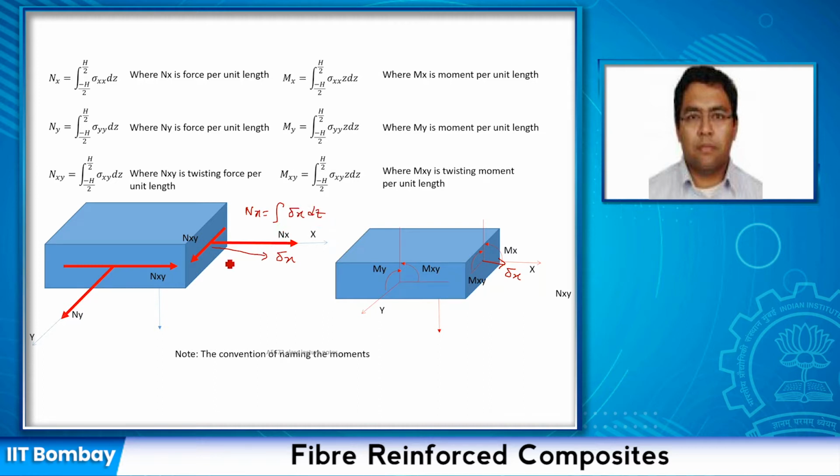Now, Ny is similarly the integral of sigma y, and Nxy is the integral of sigma xy through the thickness, from minus h over 2 to plus h over 2. Similarly, Mx, My, and Mxy. So the Mx, My would basically be the moment terms.